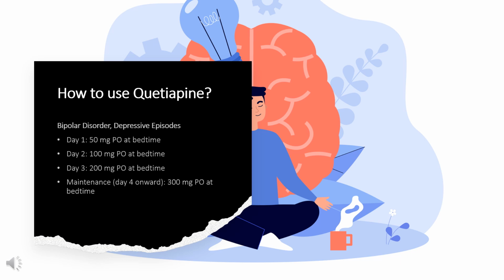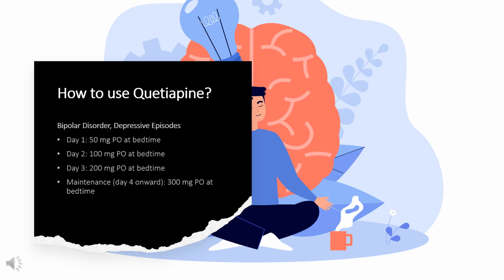Bipolar I disorder, maintenance. Administered as adjunct to lithium or divalproex. Immediate release, 400 to 800 mg/day PO divided Q12HR. Extended release, 400 to 800 mg/day PO in single dose. Generally, in maintenance phase, patients continue to receive the same dosage on which they were stabilized.